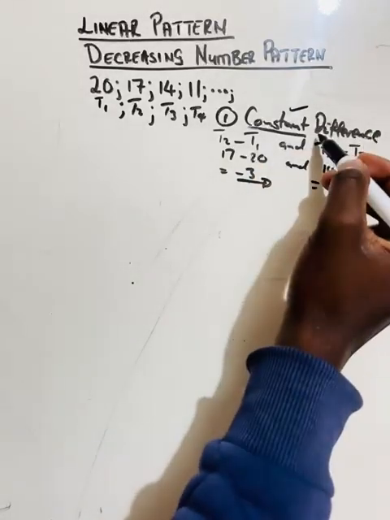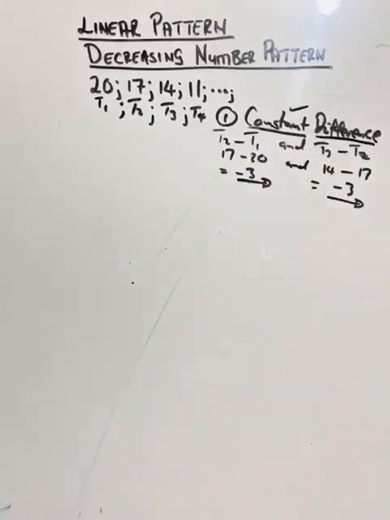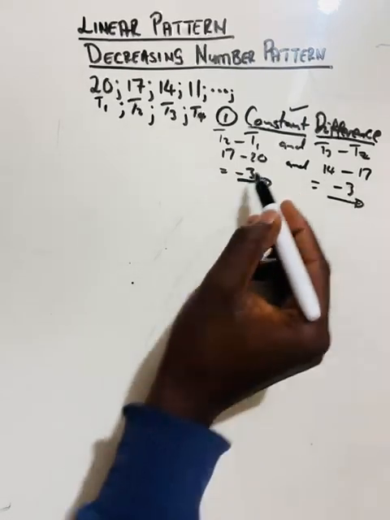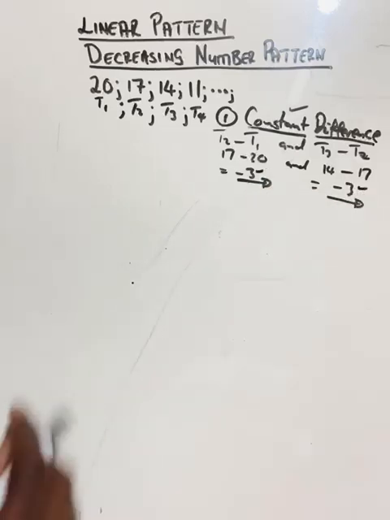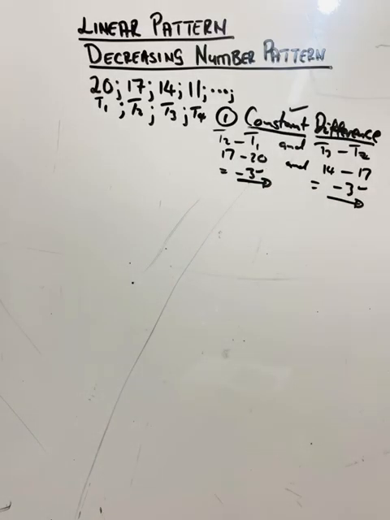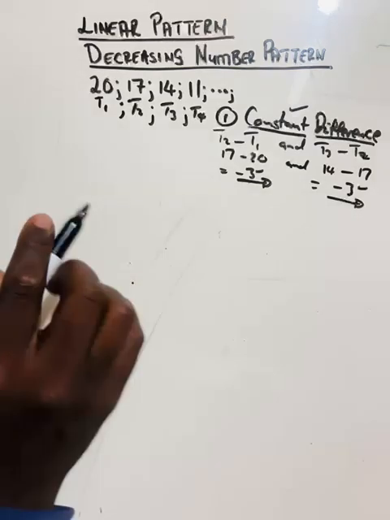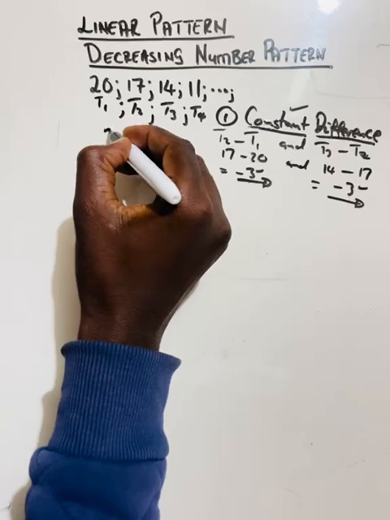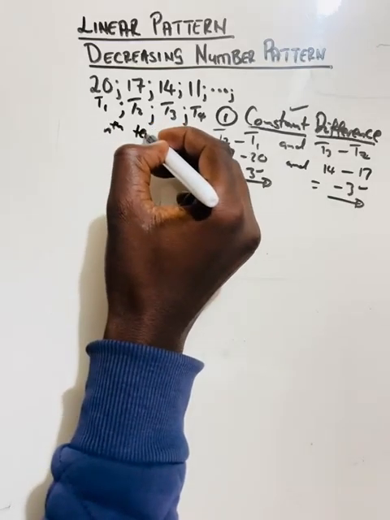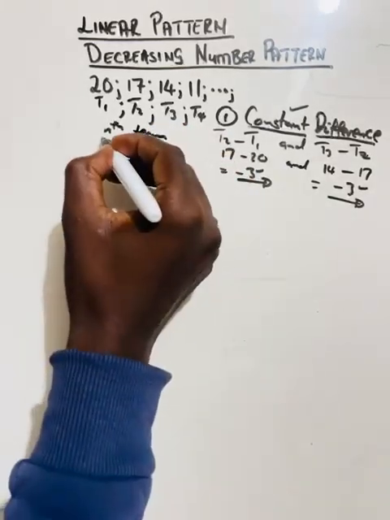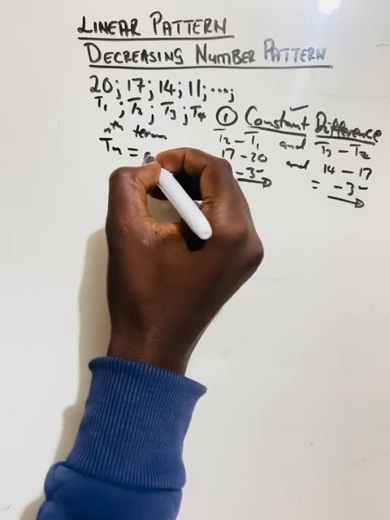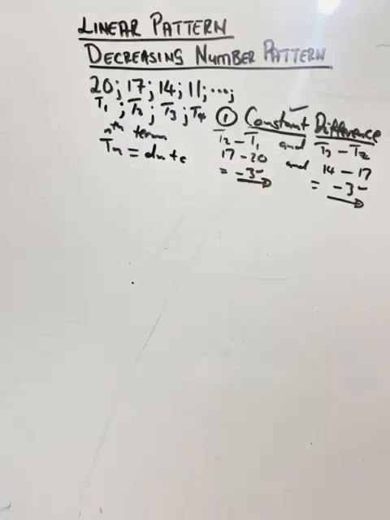And the word difference, since primary school, they've been teaching you that difference is the answer that you get as a result of subtracting. So this is our difference. All right. So now we have found our constant difference, which is negative 3. What else is needed? Let's remember, when you are looking for the nth term, you have a formula which says Tn is equal to Dn plus C, right?